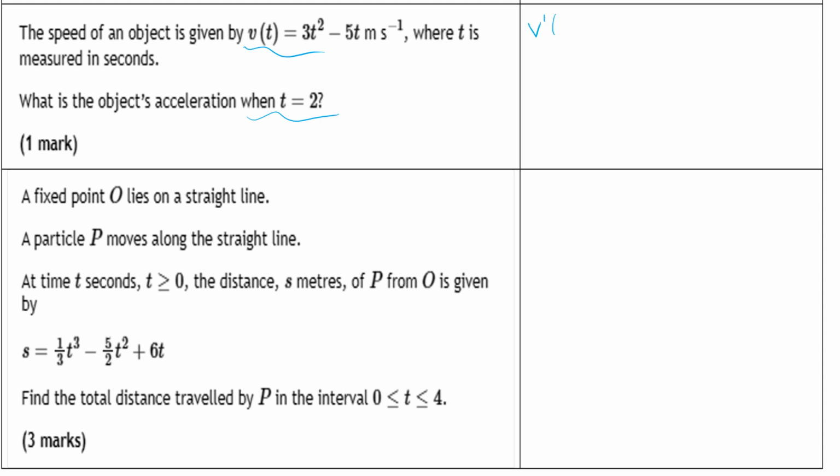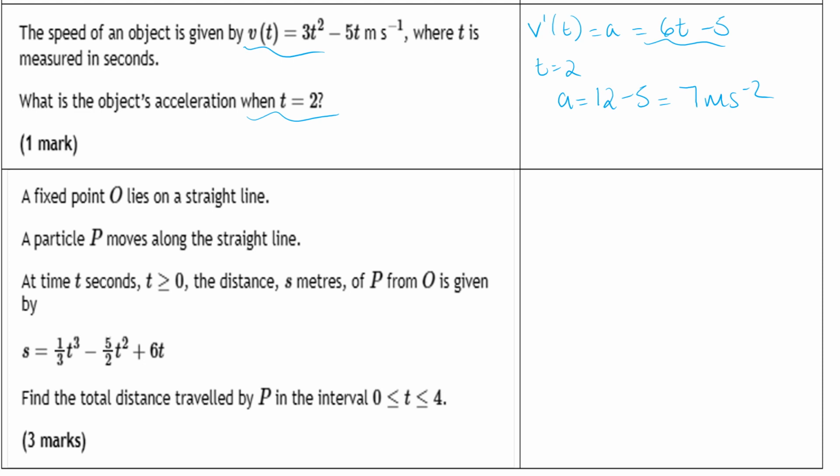We need to differentiate. So that is going to be 6t minus 5. Now all we need to do once we've got the acceleration equation is sub in t is equal to 2. So a is going to be 6 times 2, 12, minus 5, which is 7, and that will be meters per second squared. The next question is a bit more tricky.